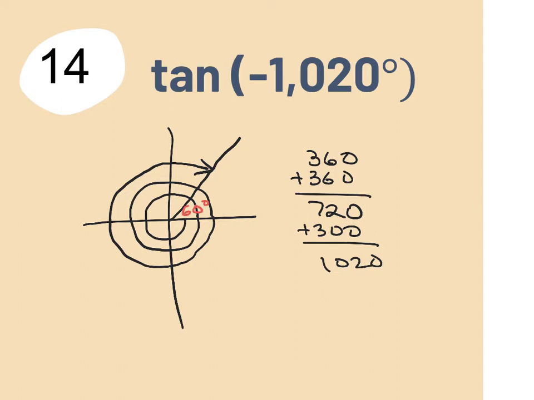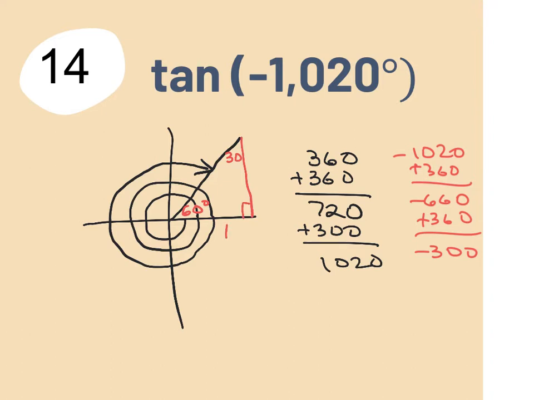Now you could have done it the other way. You could have added 360 and got negative 660, add 360 one more time, and then you could see that you had to draw in a negative 300 degree angle. Either way, you find out that your reference angle is 60. So up here's the 30. Remember, across from 30 is 1, across from 60 is the square root of 3, and the hypotenuse is 2.